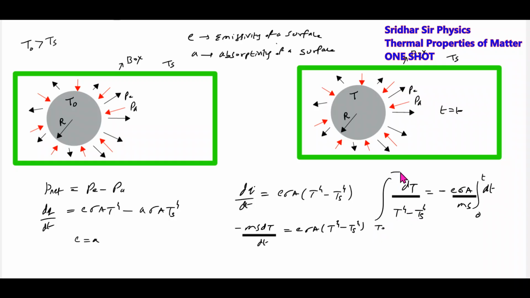Initial temperature T0, and T is the temperature of the body at any time t. Surface area is 4 pi r square; it all depends on the surface area. This is about Stefan's law, for a body kept in a surrounding where the temperature is Ts. We'll assume the temperature of the body is greater than the temperature of the surrounding, so it will start losing heat, that is, it will start cooling down.